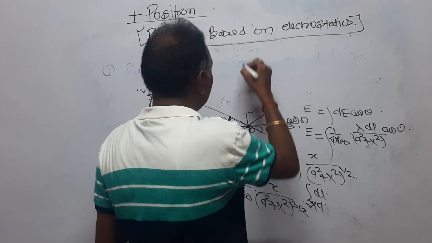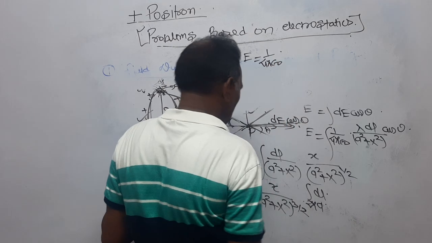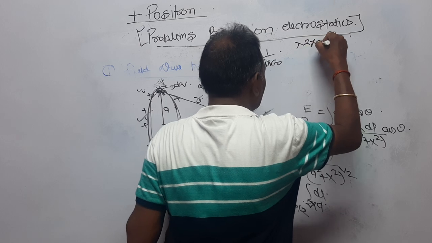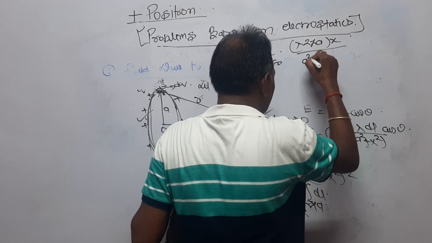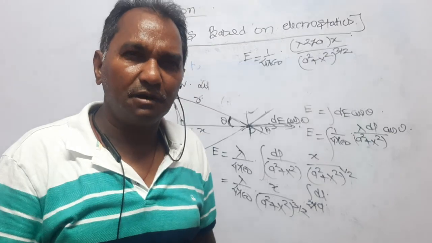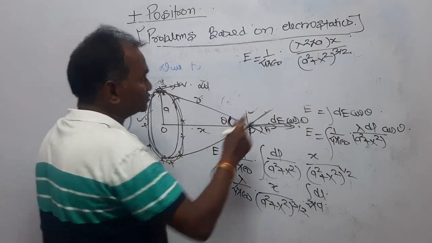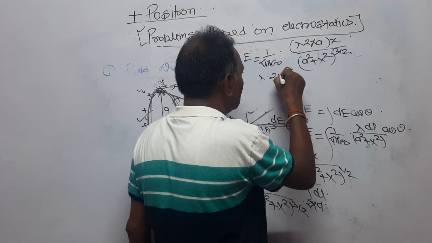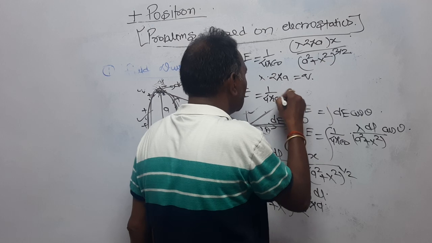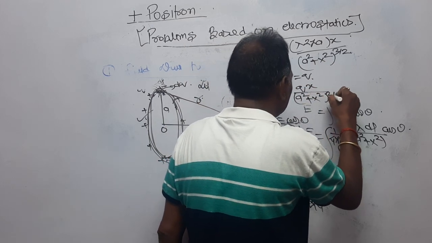Now the electric field strength is E equal to 1 upon 4 pi epsilon naught, lambda into 2 pi a x over a square plus x square to the power 3 by 2. Now look here, lambda is a charge per unit length. The charge on 2 pi a, the total perimeter, is the total charge. So lambda into 2 pi a is actually the total charge q. So E is equal to 1 upon 4 pi epsilon naught q x over a square plus x square to the power 3 by 2.